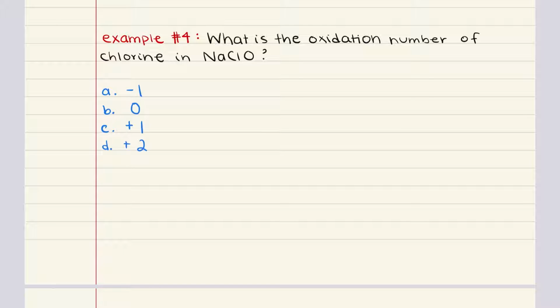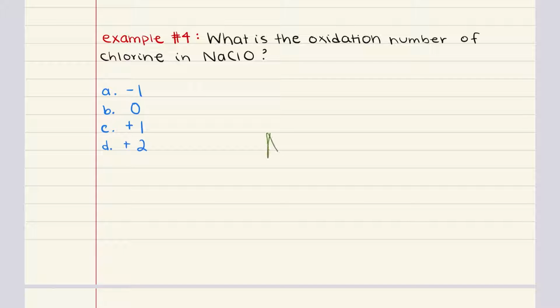Rule number 3, hydrogen generally has an oxidation state of +1, except when it is bonded to metals in binary compounds. There it will have an oxidation state of -1. Rule number 4 is that oxygen generally has an oxidation state of -2, except in peroxides where it is -1 or in compounds with fluorine. And then the last rule is that the sum of oxidation states in a neutral compound must be 0, while in a polyatomic ion, it must equal the ion's charge.